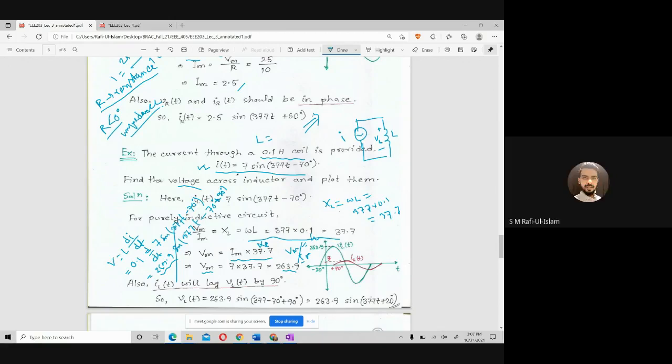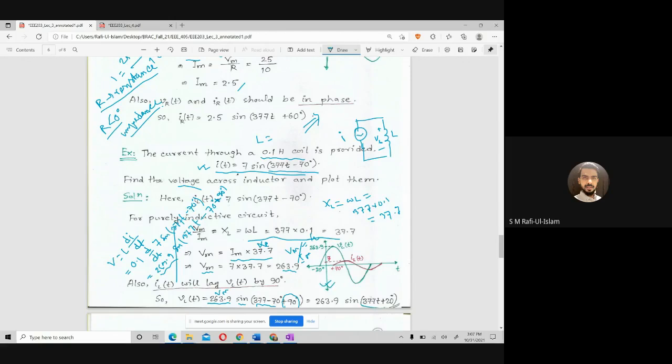If this is the case, I know the expression, the maximum value. This is Vm. I have written down the expression given here, like 377t minus 70 degrees. Now, since it's a voltage, in an inductive circuit current lags voltage by 90 degrees. That means the voltage leads current by 90 degrees. So leads means I will put a positive sign and write 90 degrees. Any confusion so far?